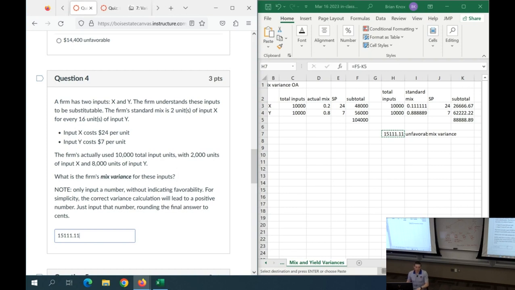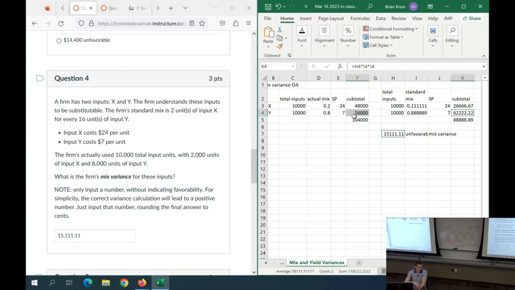And the way it always ends up working in these questions, at the very least, is that we have two inputs that are substitutable. So if one goes up, one goes down. It's always going to be the case. If you looked line by line, one went up from 26,000 to 48,000. One actually went down from 62,000 to 56,000.